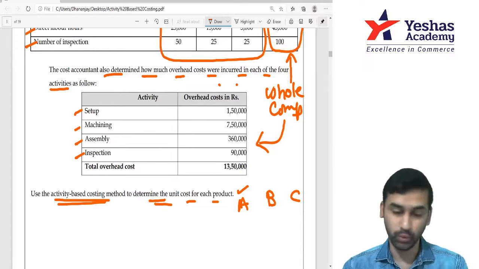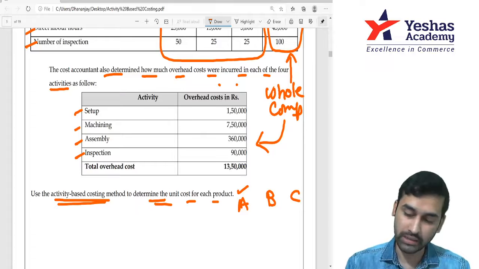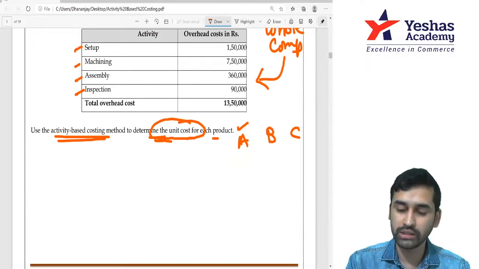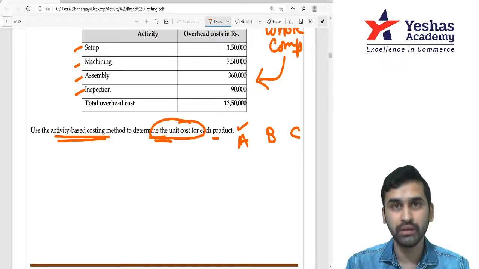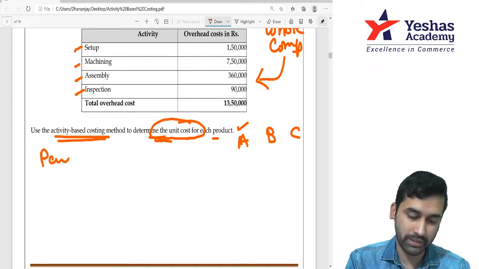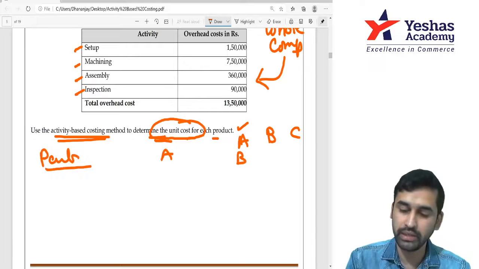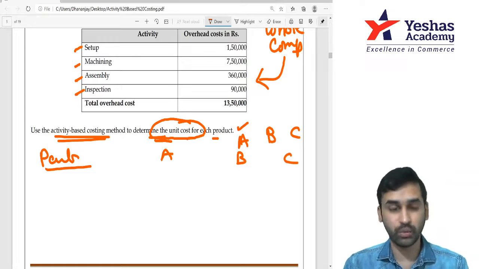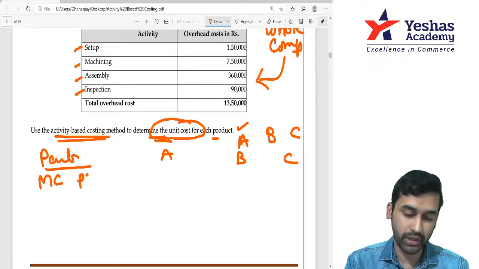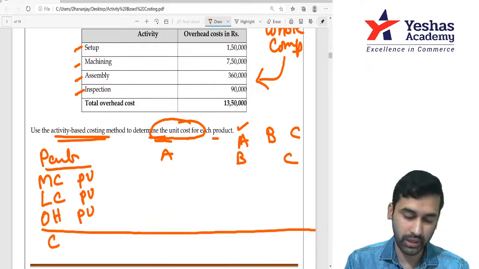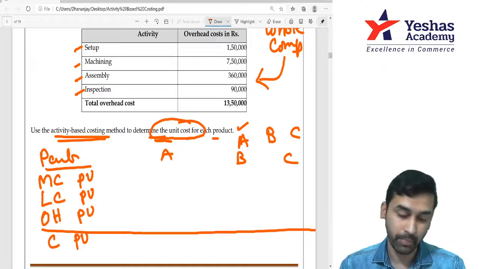Now what should we do? Finally, they want the answer to be presented in a manner that I calculate cost per unit for A, B and C. Correct? That means my final answer will be something like this: particulars A, B, C. Don't write, visualize. Cost means not just overhead cost. You need material cost per unit, labor cost per unit, overhead cost per unit. And then if you do this, you will get total cost per unit.